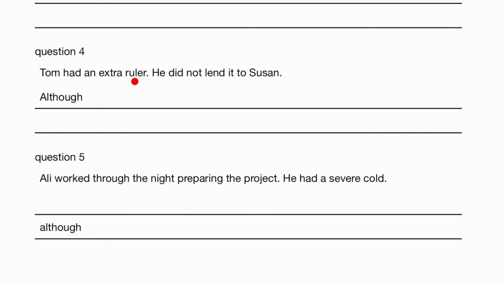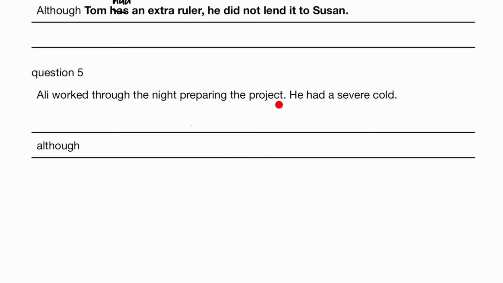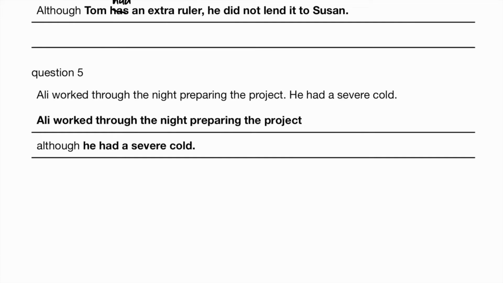Tom had an extra ruler. He did not lend it to Susan. So although Tom had, oh my goodness, this should be definitely in the past tense. So although Tom had an extra ruler, he did not lend it to Susan. Ali worked through the night preparing the project. He had a severe cold. Oh no. So Ali worked through the night preparing the project, although he had a severe cold.